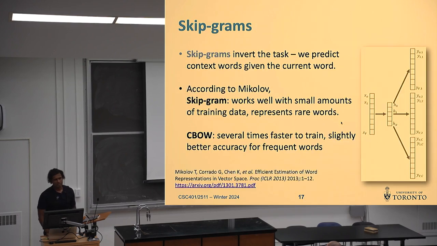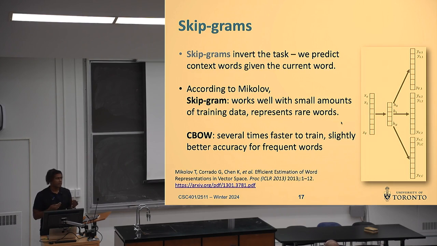Okay, so skipgram, the easiest way to think about it is to just invert the CBOW task that we just talked about. We were trying to predict the center word, and now we're given a word and we're trying to predict the surrounding words. According to Mikolov, either of these works better in certain scenarios. Skipgram works well with small amounts of training data and represents rare words, whereas CBOW is several times faster to train and has slightly better accuracy for frequent words.